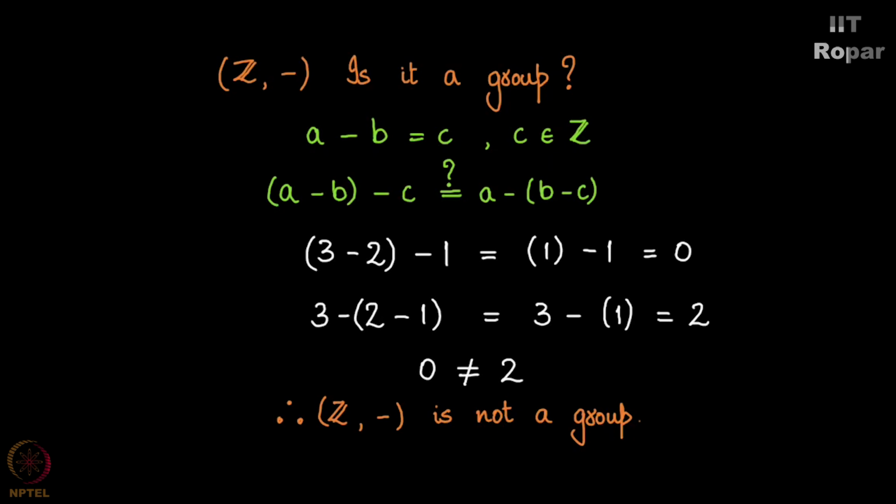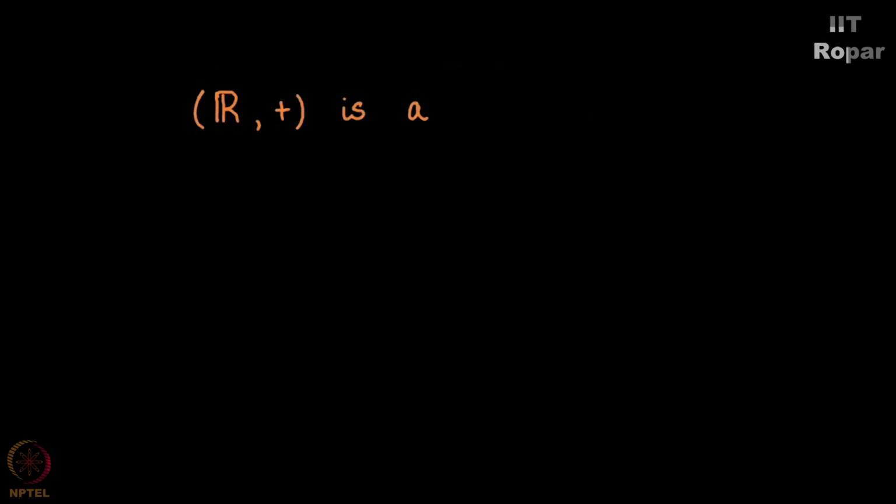Here are a few more examples. Real numbers under addition is a group. You can verify the properties yourself by sitting with a pen and paper. You can check that closure, associativity, identity and inverse are satisfied. Under addition, identity is always 0 and inverse is always the negation of that particular number.